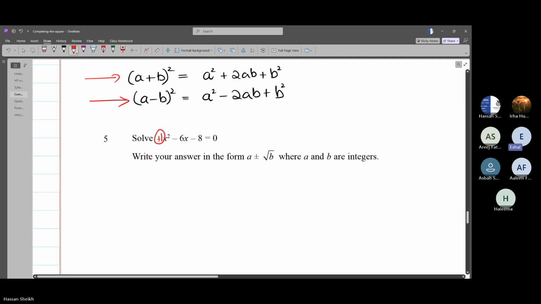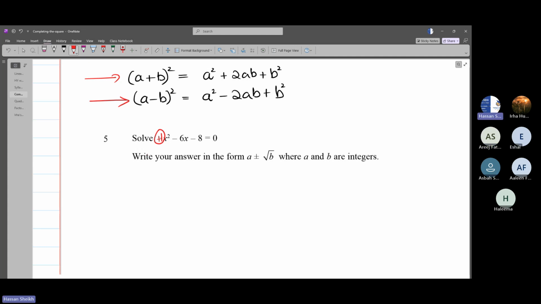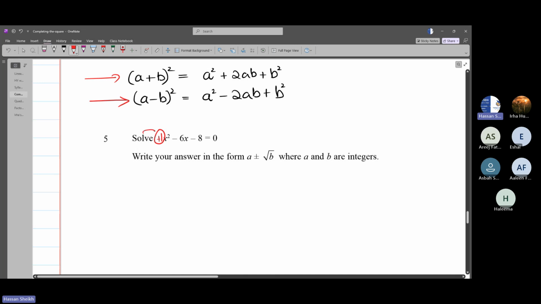Positive 1. If the coefficient of x square is positive 1, then apply the formula. Now the question is which formula to apply, and what if the coefficient of x square is not plus 1? If it is not plus 1, you need to take that number out of the bracket to make the coefficient of x square positive 1.